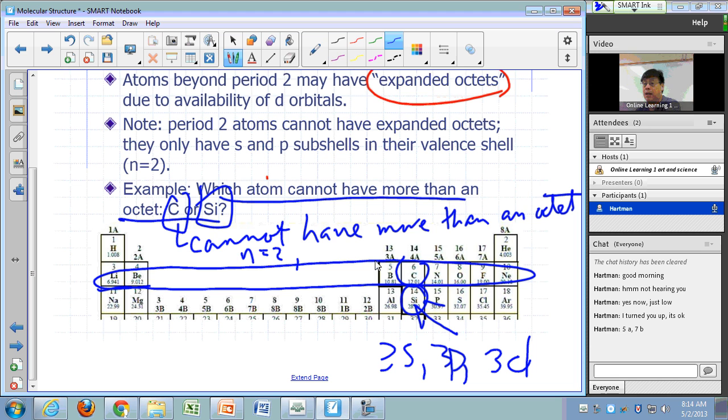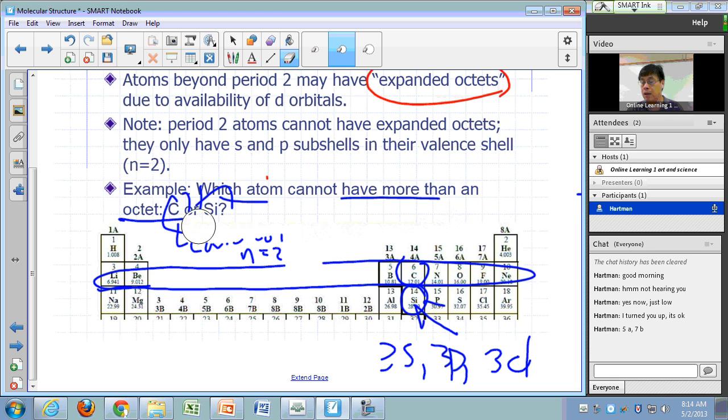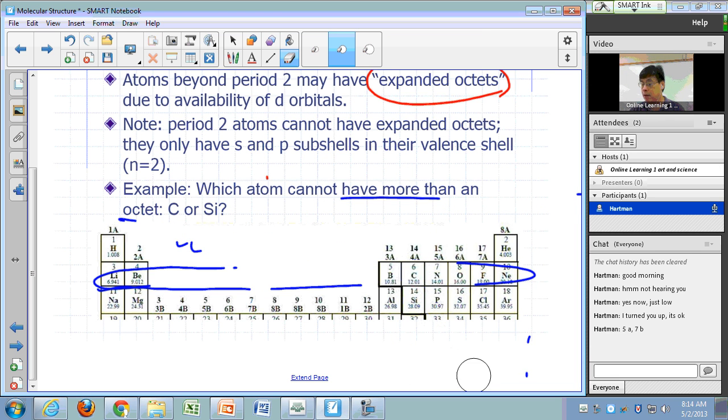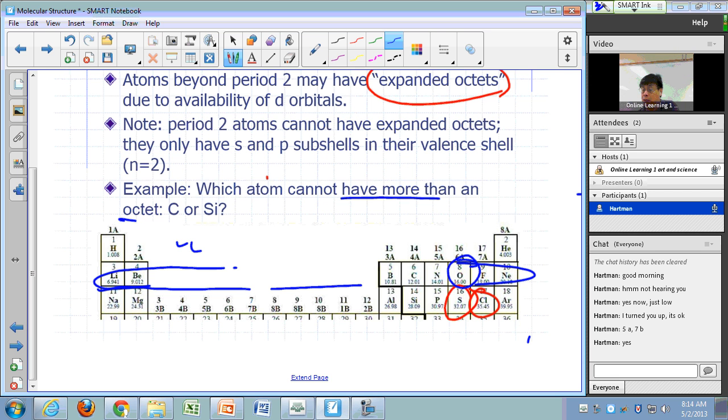So let me try another question. Chlorine. Can chlorine have more than an octet? Yes or no? The answer is yes. So can sulfur. But oxygen is in the second row. It cannot have more than an octet.